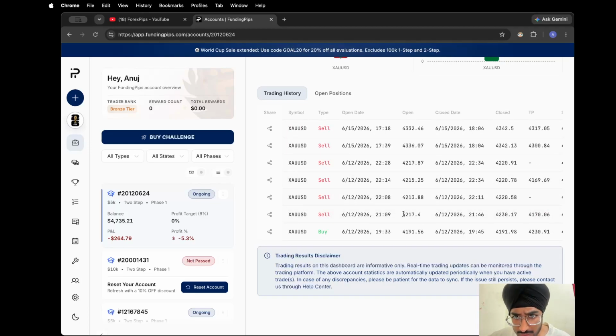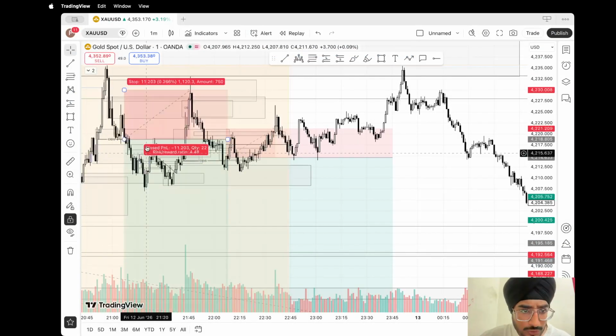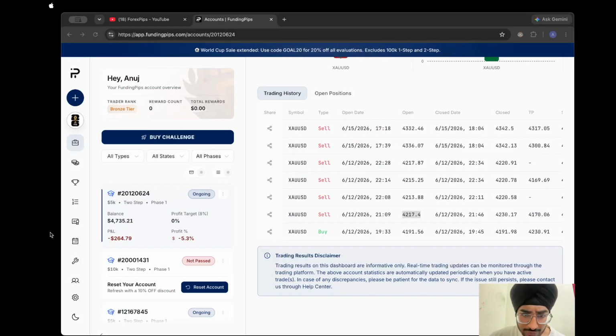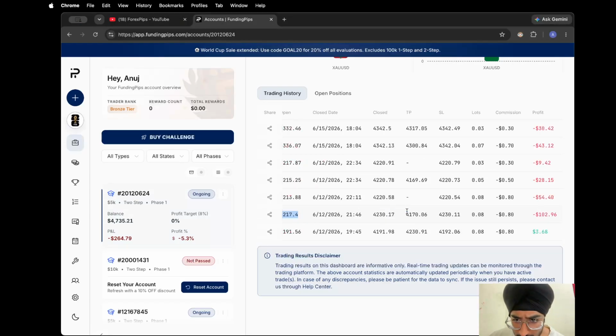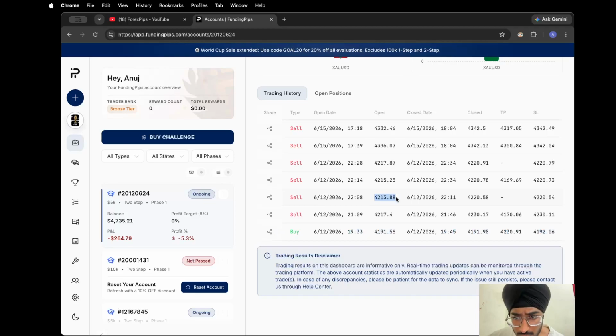The first was opened at 4217. Quickly jumping back to TradingView, 4217. So this must be 4217, yep, somewhere here. So this was the first entry. Back to FundingPips, the second trade was 4217. We took a loss of 102. We got stopped out. Then 4213.